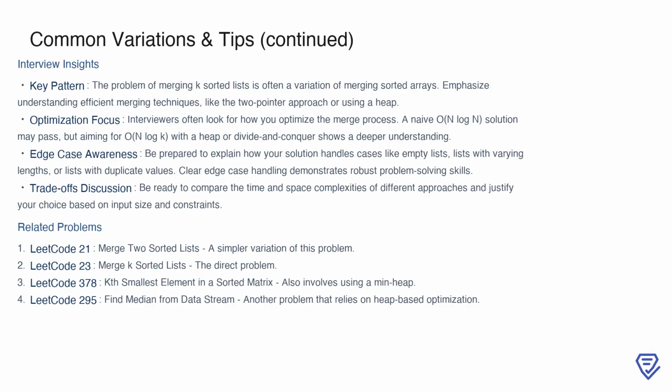Now, let's discuss some useful insights for interviews involving this problem. A key pattern to recognize is that merging k sorted lists is closely related to merging sorted arrays. Techniques like the two-pointer approach or using a heap are foundational to solving these problems efficiently. Optimization is often a focus during interviews. While a straightforward O(n log n) solution might be acceptable, demonstrating an O(n log k) approach using a heap or divide and conquer shows a deeper understanding of algorithmic efficiency.